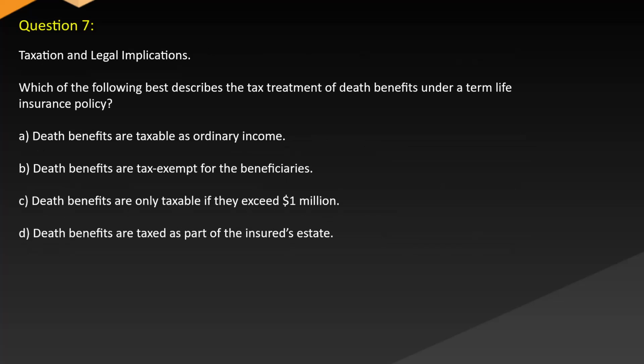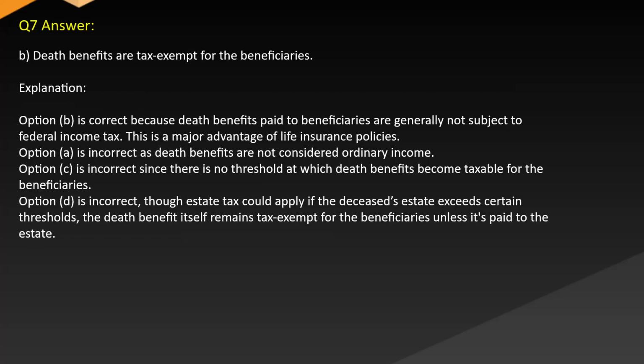Question 7. Taxation and legal implications. Which of the following best describes the tax treatment of death benefits under a term life insurance policy? A. Death benefits are taxable as ordinary income. B. Death benefits are tax-exempt for the beneficiaries. C. Death benefits are only taxable if they exceed $1 million. D. Death benefits are taxed as part of the insured's estate. Answer. B. Death benefits are tax-exempt for the beneficiaries.